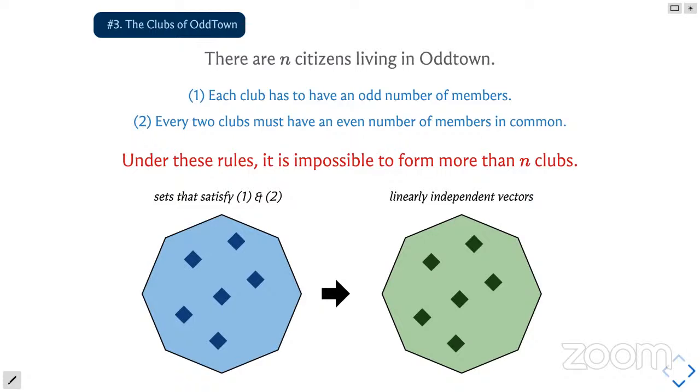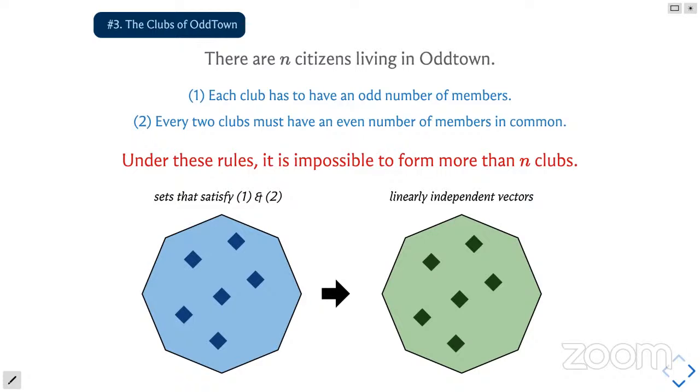Okay, so if we are able to map these sets to vectors that sit inside a vector space of dimension n, and the map has this property that it maps valid collections to linearly independent vectors, then the reason we are in business is that you couldn't have more than n sets that satisfy both of these rules, because if you did, then they would map to a collection of more than n vectors, which are linearly independent in a vector space of dimension n. But that's a contradiction, because you cannot have more than dimension many vectors that are linearly independent. So that's the plan of action.